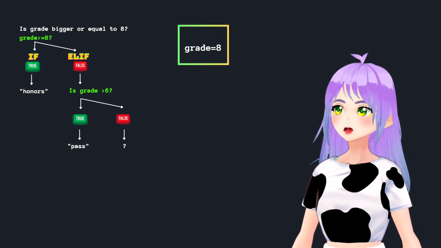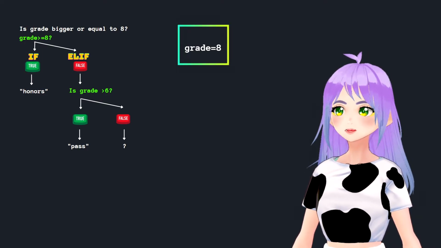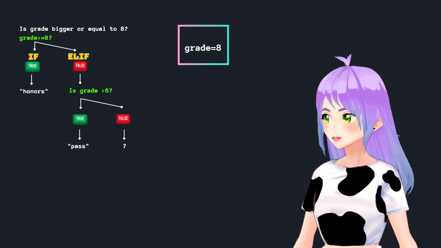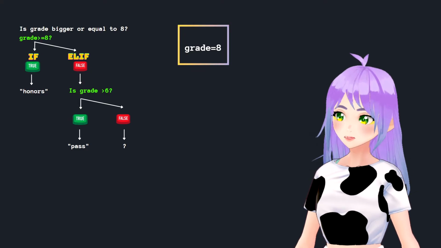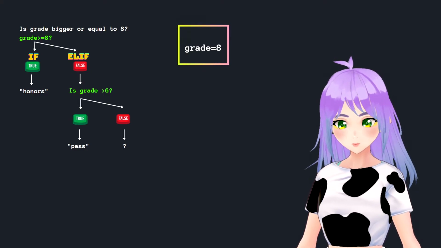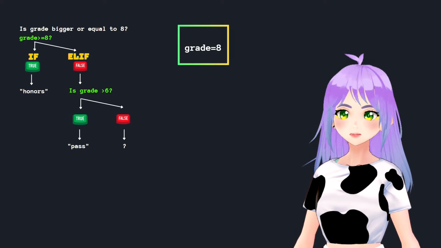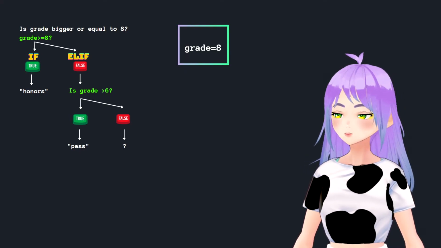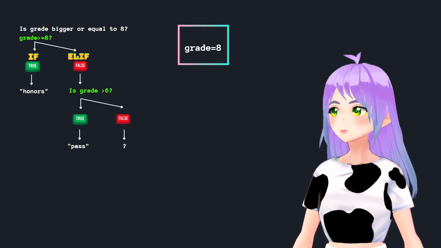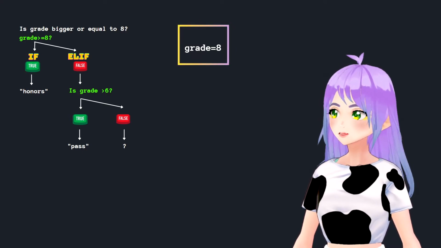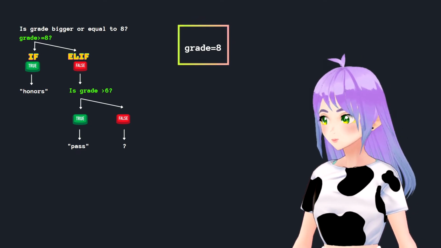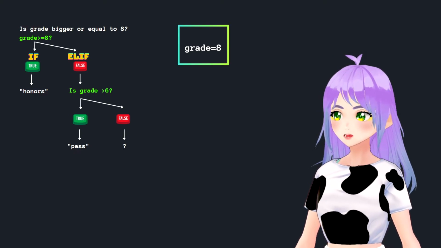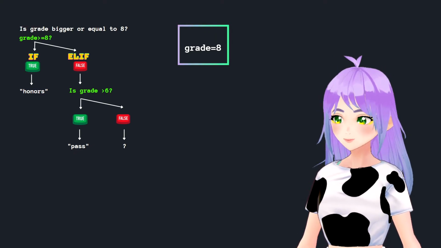That is the reason why we have to start with our special cases first. We are going to ask Python if the grade is bigger or equal to 8, and if it's true, we're going to ask it to return honors. Else if, we are going to ask it if the grade is bigger than 6. If it's true, it will return a pass. And if it's false, we can continue with more ELIF statements.